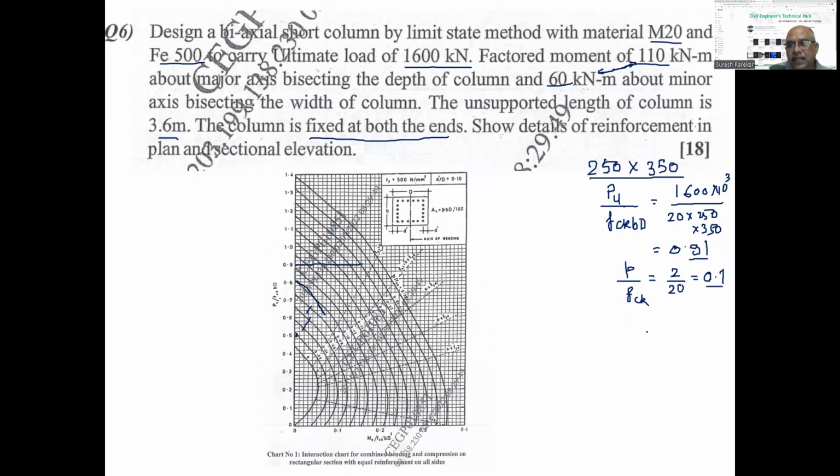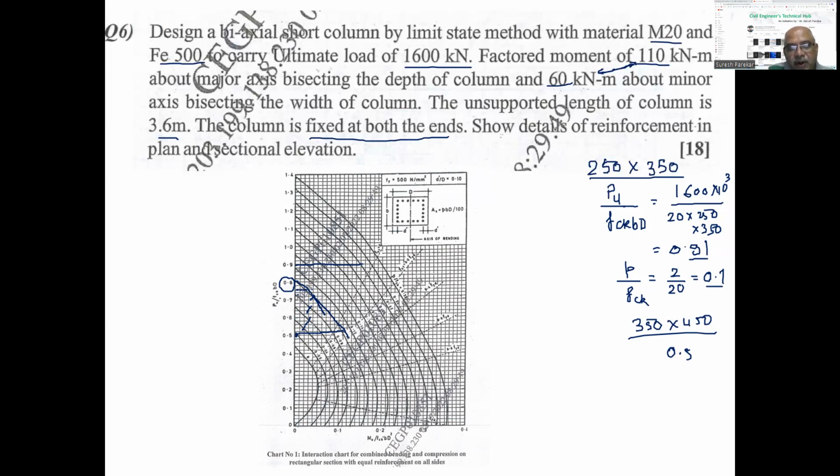Now I will consider the higher dimension, that is 350 by 450, and by considering 350 by 450 we are going to solve the column. Now, we have 600 into 10 to the power 3 divided by 20 into 350 into 450, and we have Pu upon fck bD as 0.5. So Pu upon fck bD of 0.5 will cut the 0.1 line, and therefore it is okay. The value of Pu upon fck bD should be less than 0.8, so it will cut your p by fck.